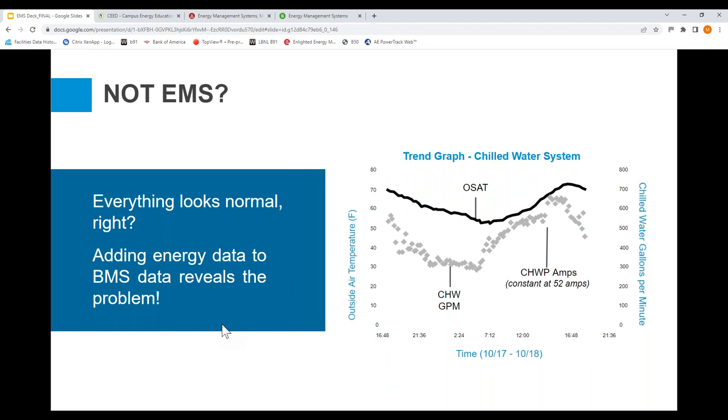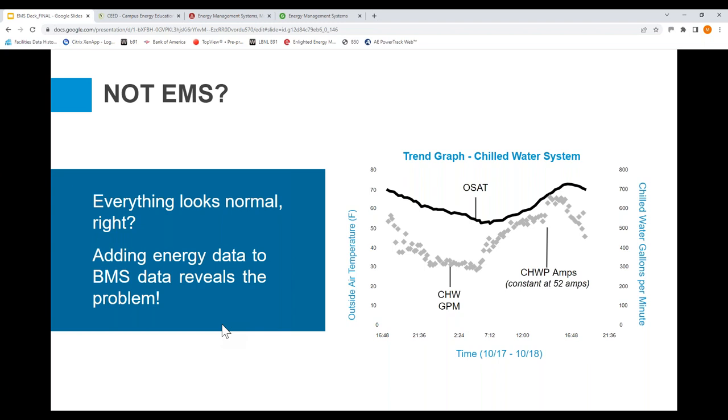What you're looking at is a chilled water system. This is something that you would typically see this information on a building management system. And as a commissioning agent, this might be something that I would look at to see if a building was performing properly or not, or a system was.